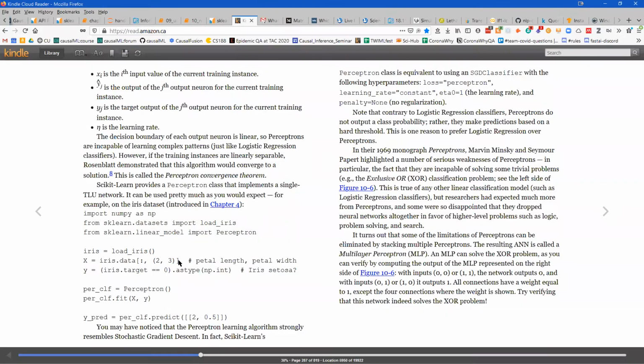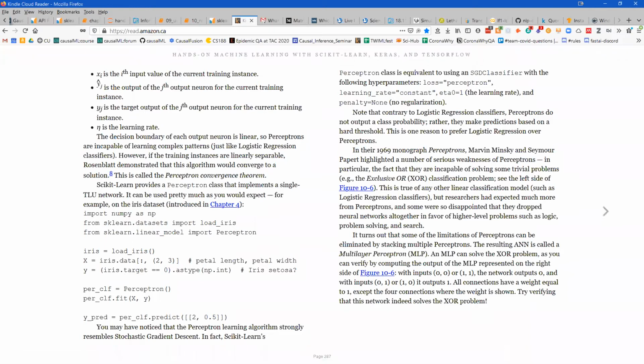So he goes through this exercise with the iris data set. Let's see, somebody needs to mute themselves. Okay, I think it's done.